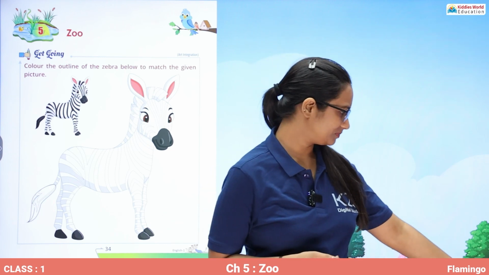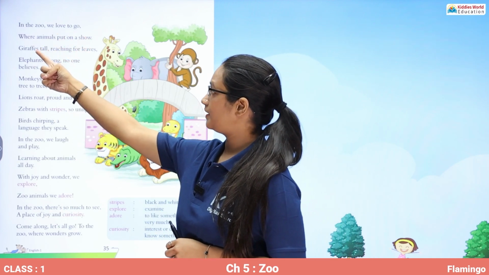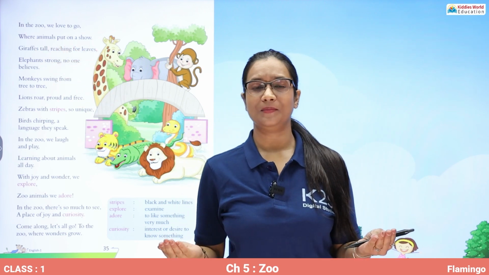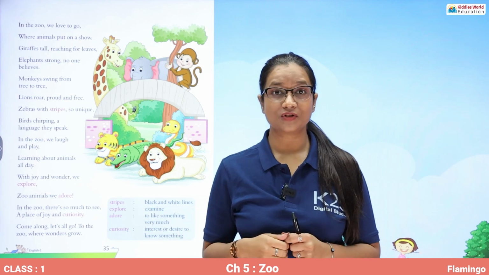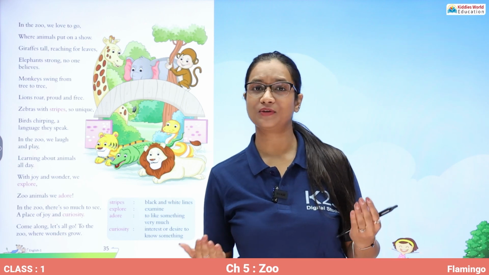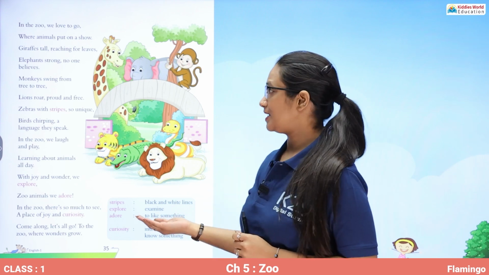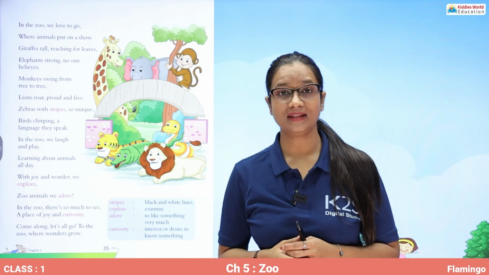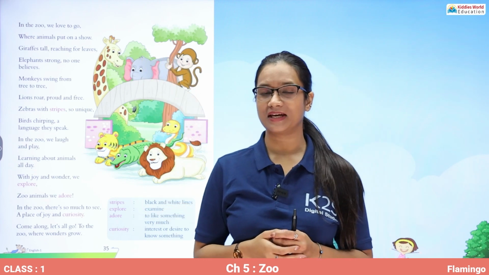Now moving on, we will see that in the zoo we love to go, where animals put on a show. As children, as teenagers, or even as elders, we love to go to places which make us feel a little closer to nature, and animals are also a part of nature. Whenever we go to the zoo, we love going there, and these animals put on a show, as you can see in the image, that they are kept there so that we can see them.